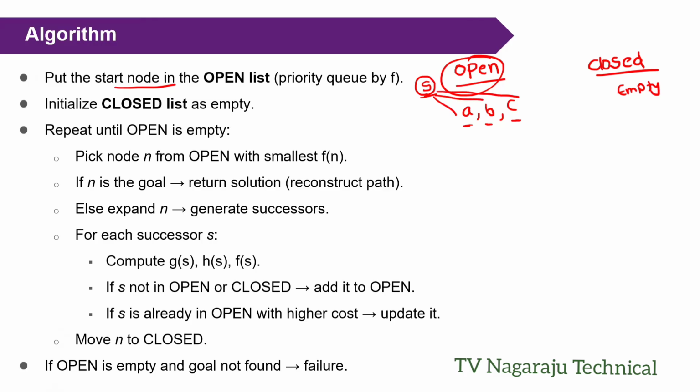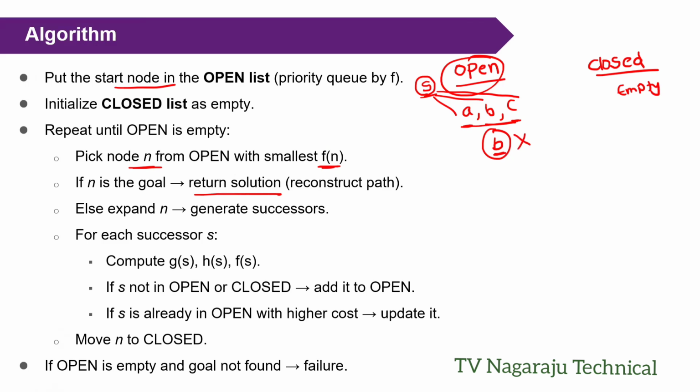Now, what is the thing? You need to calculate f of n for all the three nodes and select the node which has the minimum f of n value. That is, among these, pick the node that has the smallest f of n value. So here assume my n is equal to B. That is, I picked the node B. If B is the goal node, that means I reached the goal. Then you got the solution. Simply return the solution.